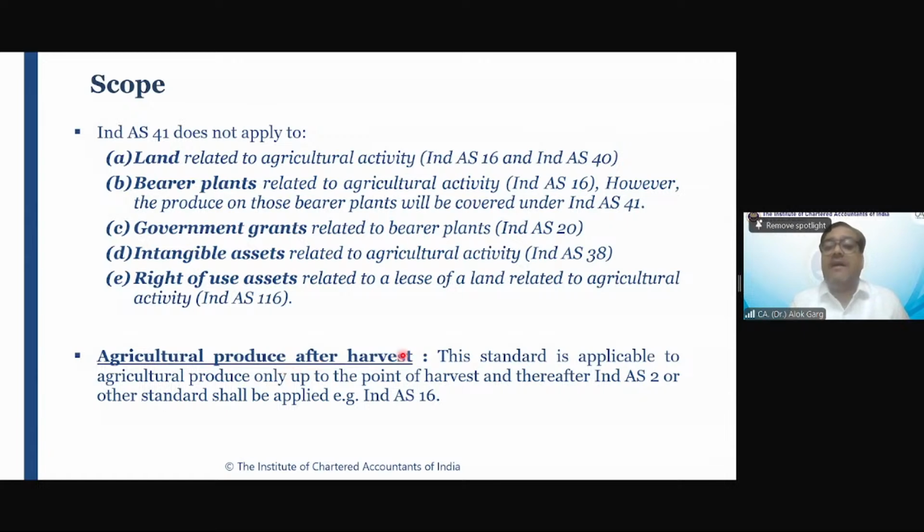Agriculture produce after harvest. Okay. Once you have plucked the mango from the mango trees. So this standard is applicable for the agriculture produce only up to the point of harvest, only at the time of harvest. And thereafter, Ind AS 41 will not be applicable. Thereafter, other Ind AS will be applicable. For example, Ind AS 2 inventories. Okay. So friends, I'm just giving you a snapshot. I'm just giving you a theory, right?